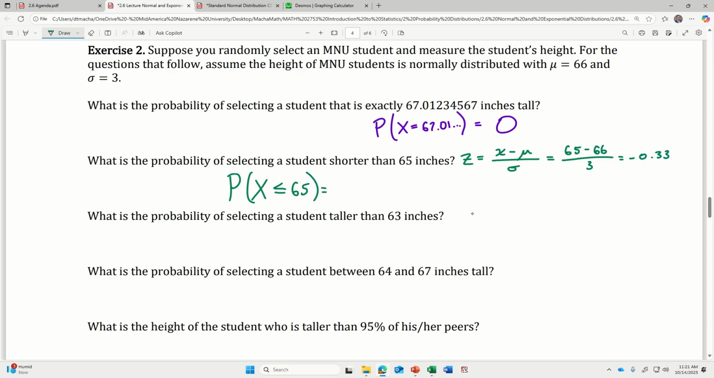And so the probability I'm concerned about is the probability that a student's z-score is going to be less than or equal to negative 0.33. And this is a question for the standard normal distribution CDF table, because it's a less than or equal to probability. So when you've got a less than or equal to probability, we use the CDF table.